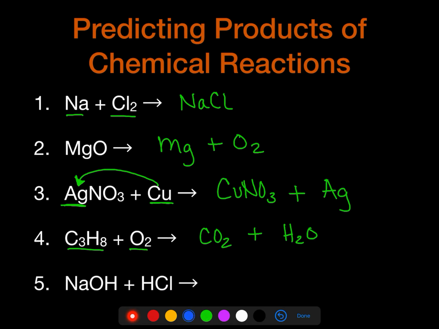Finally, in the last one, we're going to swap those partners again. So sodium is going to form with the chlorine. So we have sodium chloride plus, and then we see the OH and the H. And if we put an H and an OH together, we actually get H2O. I hope that was helpful.